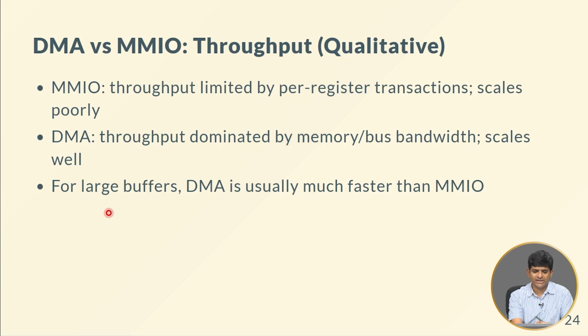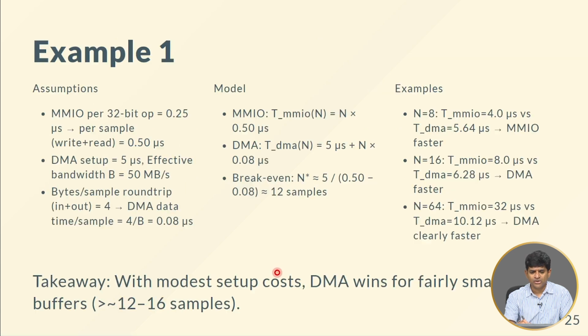So therefore, we can usually imagine that in most cases, especially for large buffers, DMA is going to be much faster than MMIO. So let's see if we can put some numbers on it. Just a word of warning, every number that I have over here is more or less a made up number. It is not an actual practical value that has been measured in any scenario.